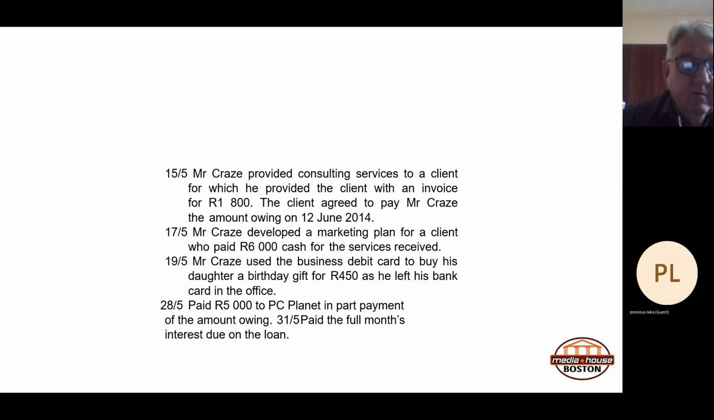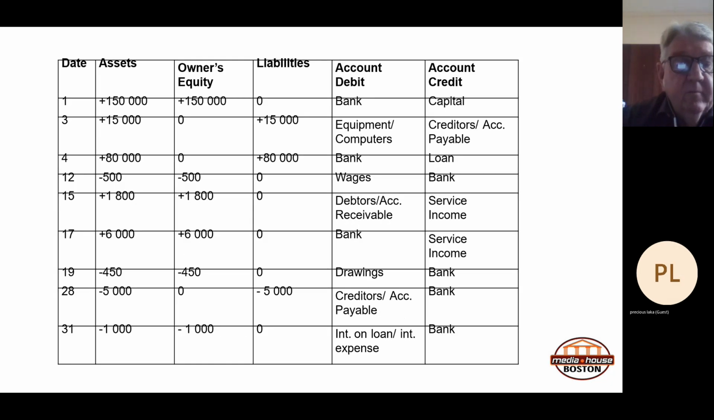Okay. So the transaction will look as follows: the bank minus 450, and owner's equity also minus 450. So we credit our bank and we debit drawings.